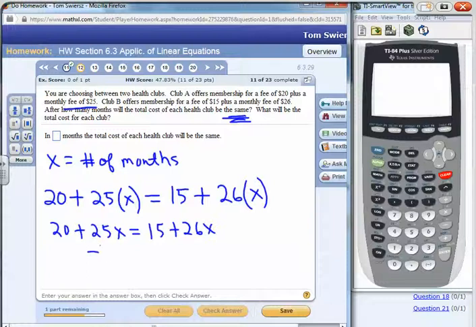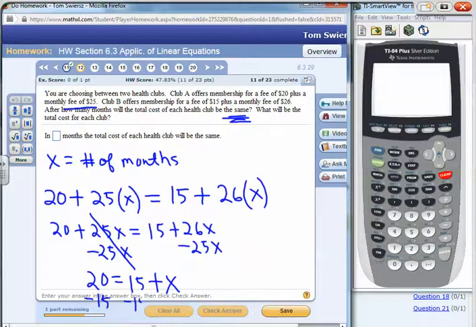If you want to get rid of the x's on one side, we could subtract 25x. 25x minus 25x is 0, so what remains is 20 equals 15 plus 26x minus 25x, which is 1x, or just x. So actually we subtract 15 from both sides, so we get x equals 20 minus 15 on the left side, which is equal to 5. So it's going to be after 5 months, right? That x represents the number of months. So after 5 months, the cost will be the same.